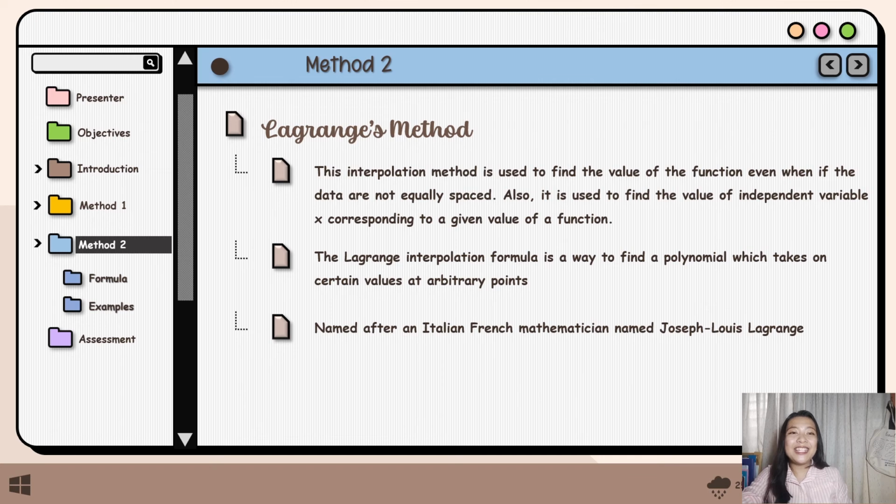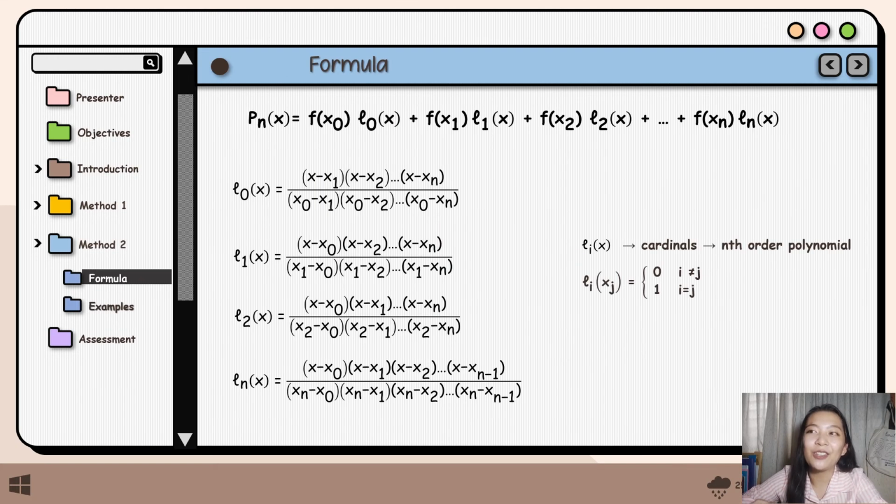Next, we have the Lagrange method. This interpolation method is used to find the value of the function even if the data are not equally spaced. Also, it is used to find the value of independent variable x corresponding to a given value of a function. The Lagrange interpolation formula is a way to find a polynomial which takes on certain values at arbitrary points. It is named after an Italian-French mathematician named Joseph Louis Lagrange. Now, our L sub i of x are called our cardinals, and this also refers to the nth order polynomial.